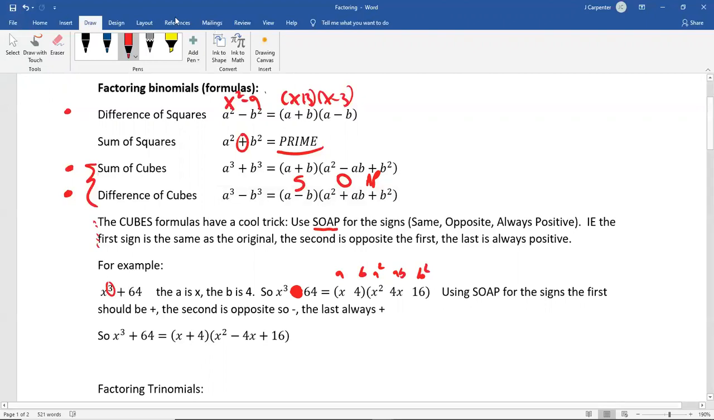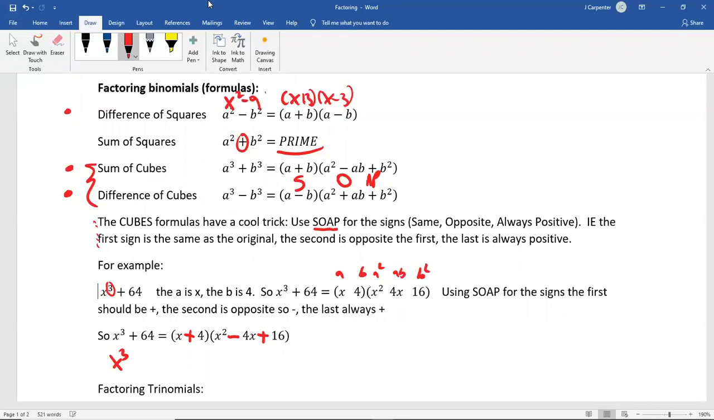So because that's a plus, though, then we can use SOAP, same, opposite, always positive, to get the signs correct. And again, if you don't like my mnemonic device, you don't have to use it as long as you got a way to get it right. So SOAP, same, says the first one should be a positive, so we make it a plus. Opposite says the second one should be a minus, and the third is always positive no matter what.